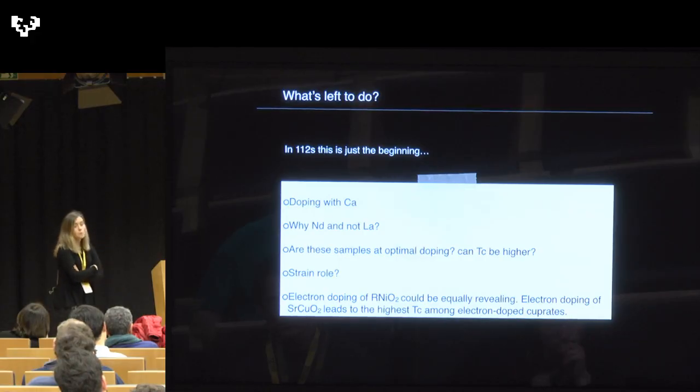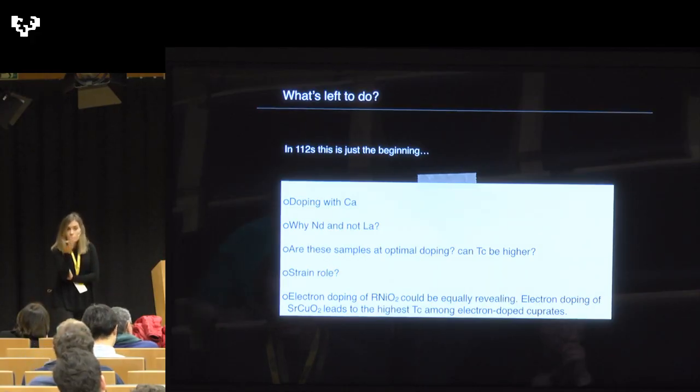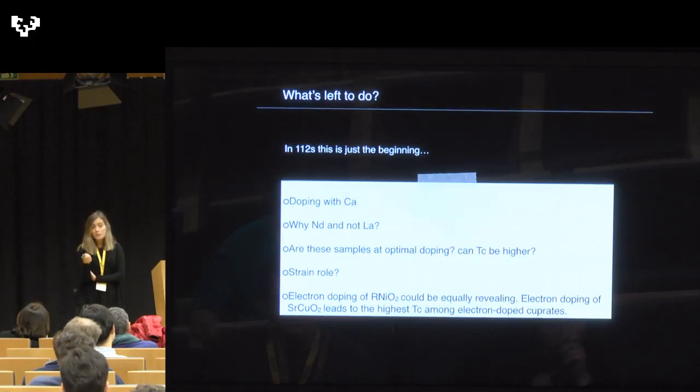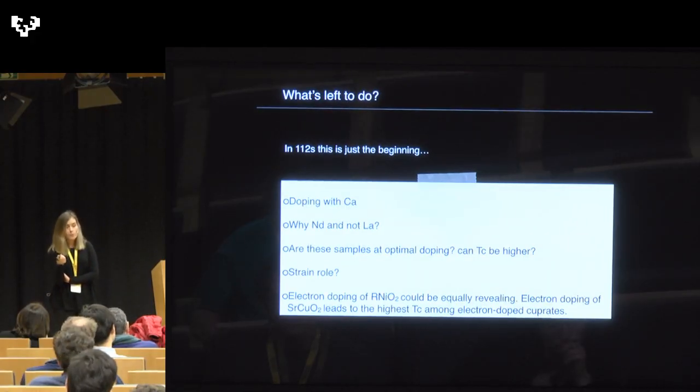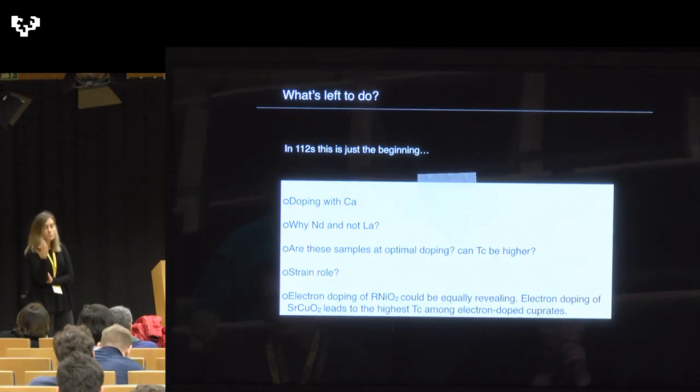Why is the neodymium 112 material superconducting upon doping and not the lanthanum 112? Is it really a chemical pressure effect, or is it just growth conditions? Again, we don't know at the moment. Are there samples at optimal doping, or can TC actually be higher? We believe that due to the self-doping effect, TC could actually be higher here, but again, we don't know.